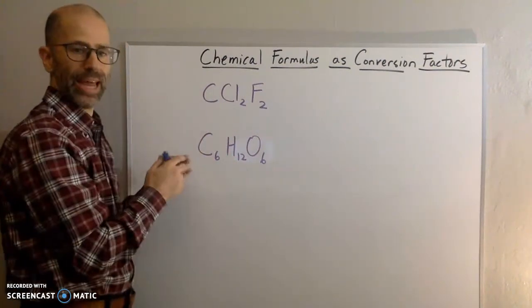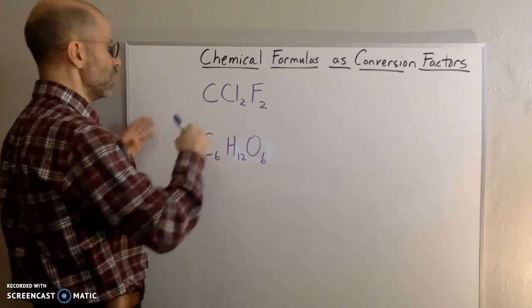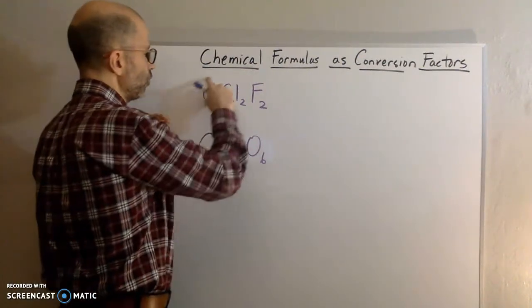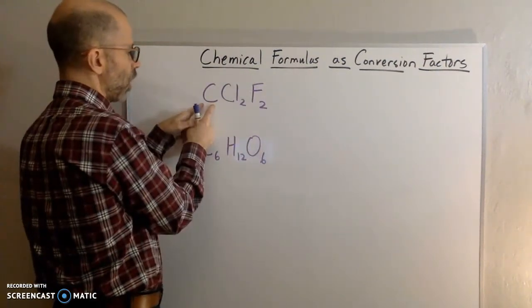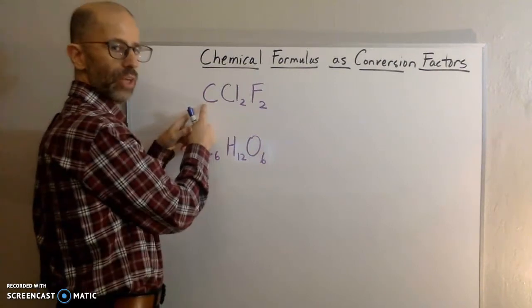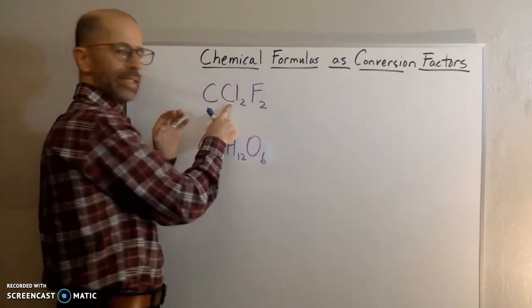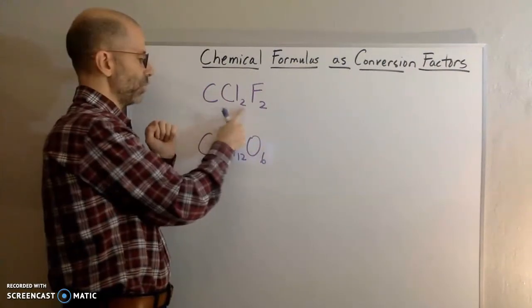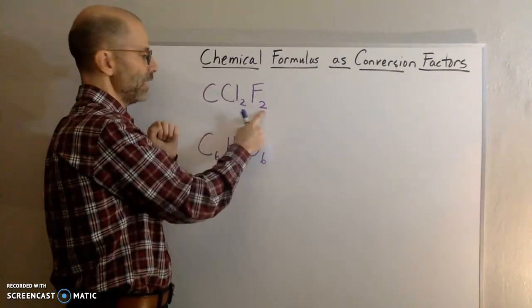And I can do that for any substance if I know the formula. So if I know this formula here, 1 mole of this is going to be 1 mole of carbon. So it's a 1-to-1 ratio. 1 mole of this substance is to 2 moles of chlorine, because I have two atoms of chlorine per 1 molecule, and so on.